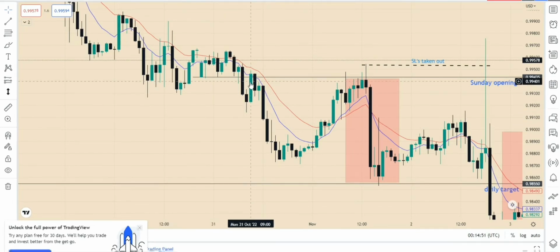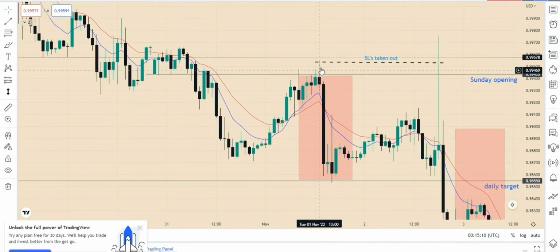When this incident happened, I was not in the market around this time. So the market traded all the way down. I was not in the market, so I marked this area. I knew that the market could come back and retest the opening of the Sunday candle, so I marked out that area.